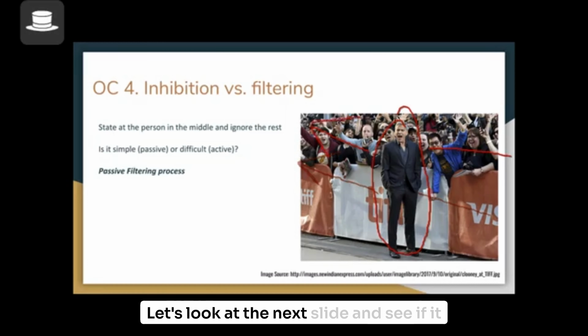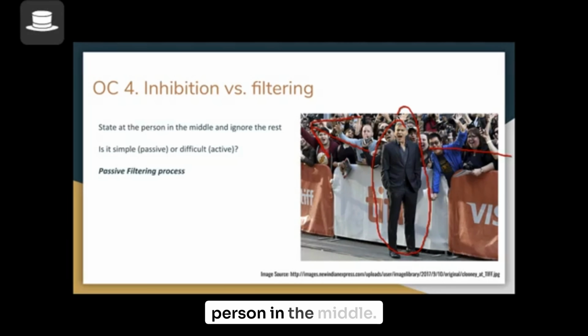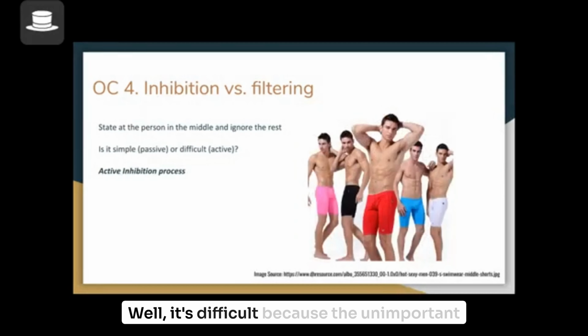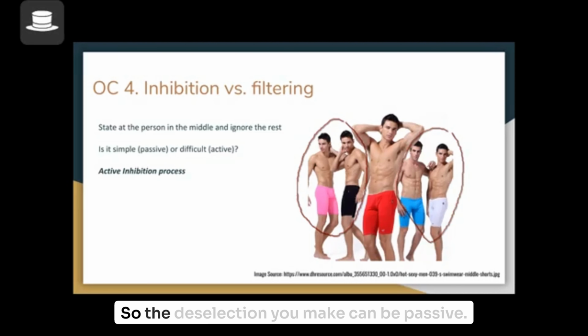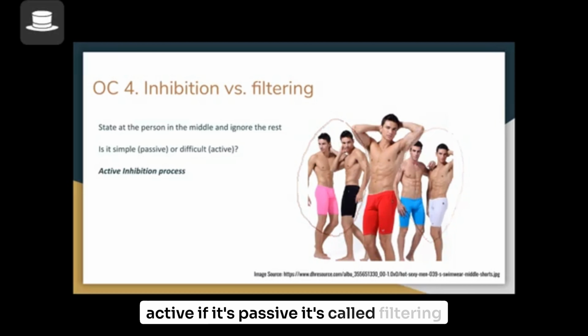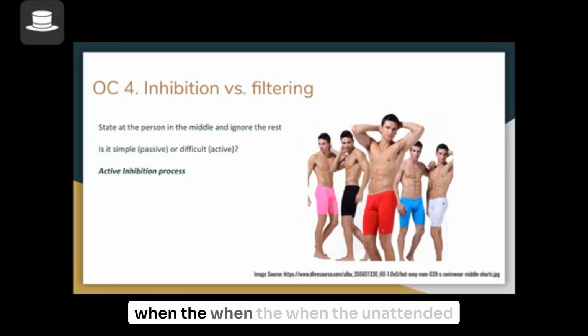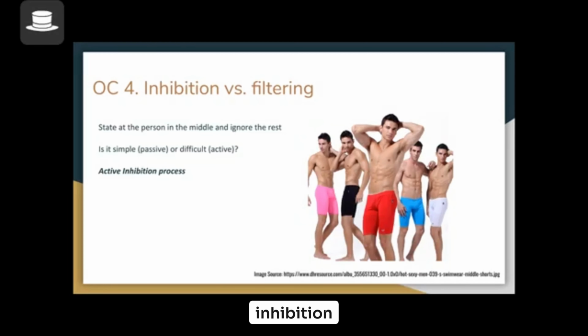Let's look at the next slide and see if it would be easier or difficult to ignore the surroundings and pay attention to the person in the middle. What do you say? Well, it's difficult because the unimportant is salient. So it's not a passive process, it's an active process of inhibition. So the deselection you make can be passive or active. If it's passive, it's called filtering, when the unattended information is not salient. But when it is salient, it is active, and that's called inhibition.